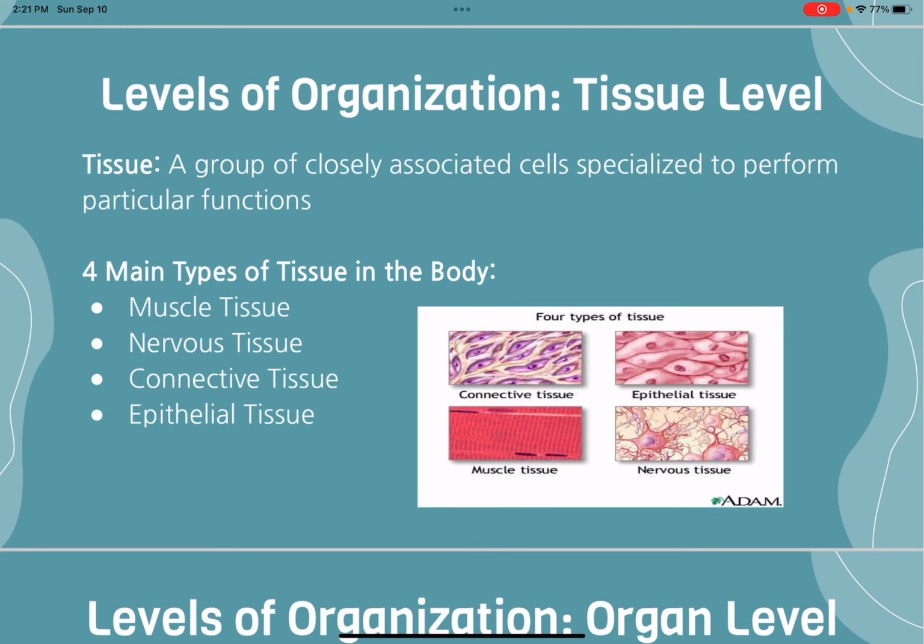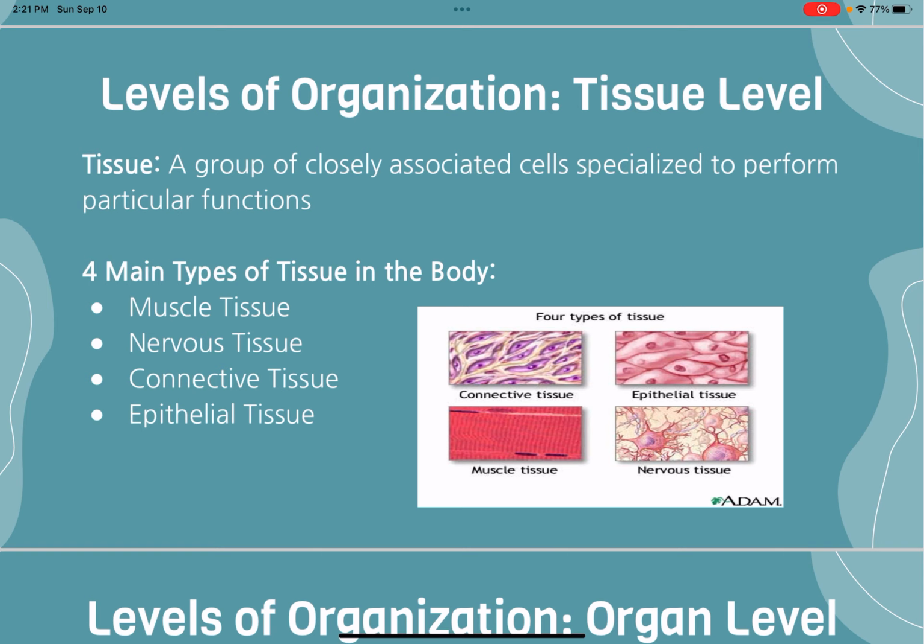A tissue is a group of closely associated cells specialized to perform particular functions. This is the next highest level of organization above the cellular level. There are 4 main types of tissue in the body. Muscle tissue is composed of cells that have the special ability to shorten or contract in order to produce movement in the body parts. They are characterized into skeletal muscle tissue, smooth muscle tissue, and cardiac muscle tissue.